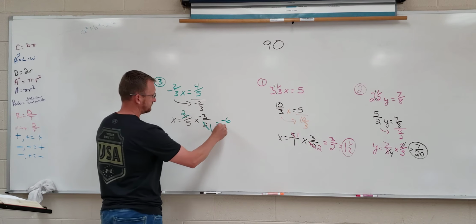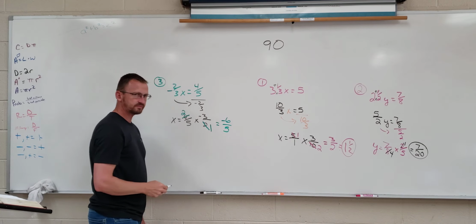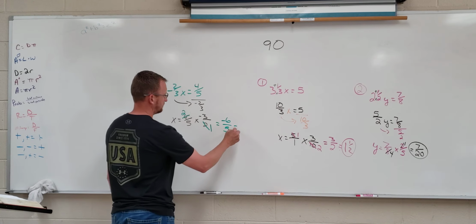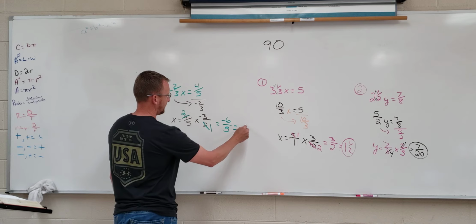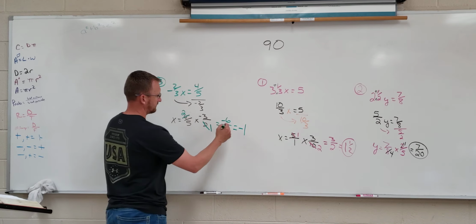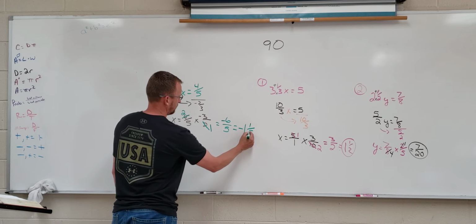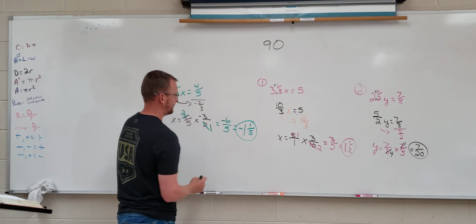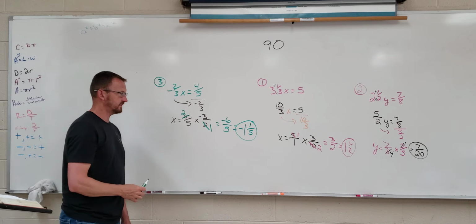5 times 1 over 5. Simplify that. Negative, because I have a negative divided by a positive. 5 goes into 6, 1. 1 left over. Negative 1 and 1/5.